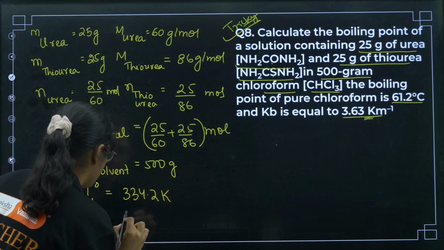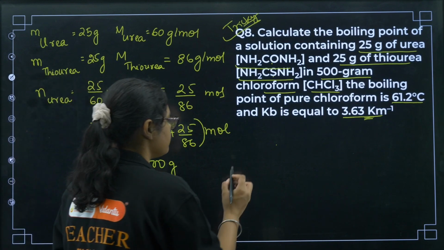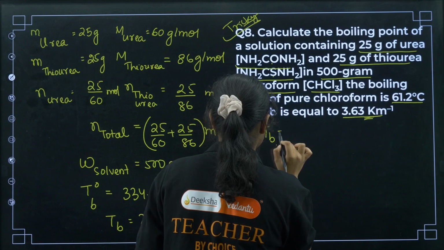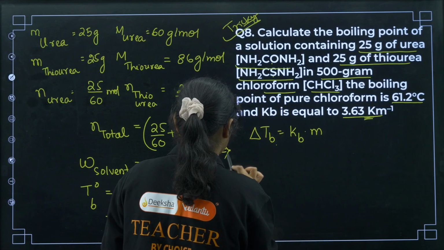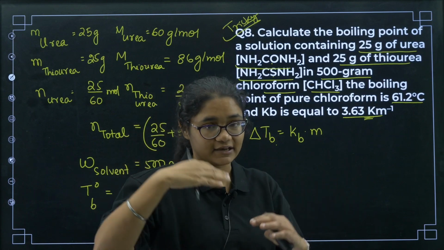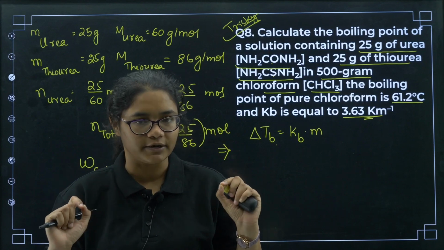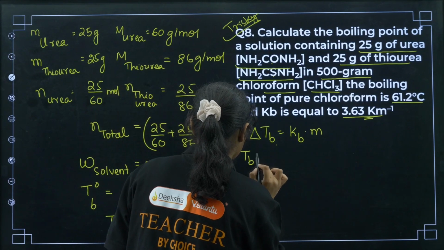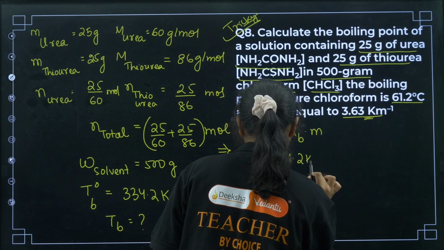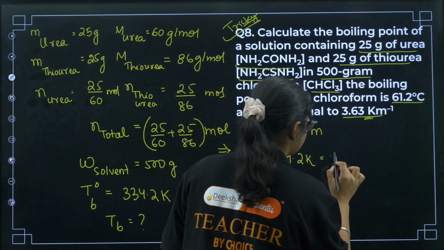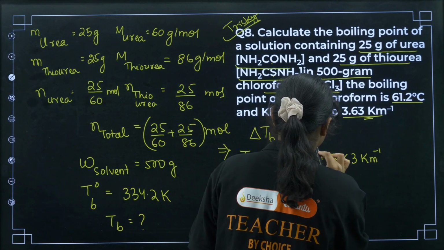So I will just erase and write down the value: 334.2 Kelvin, okay. And what we have to find? We have to find the boiling point of the solution, okay. So now delta TB is equal to KB into M, okay. What is delta TB? The boiling point elevation takes place, right. The boiling point of the solution will be more than the actual boiling point. So that means I can put TB minus T naught B is 334.2 Kelvin, okay, is equal to KB value is 3.63 K M inverse, okay, into molality.